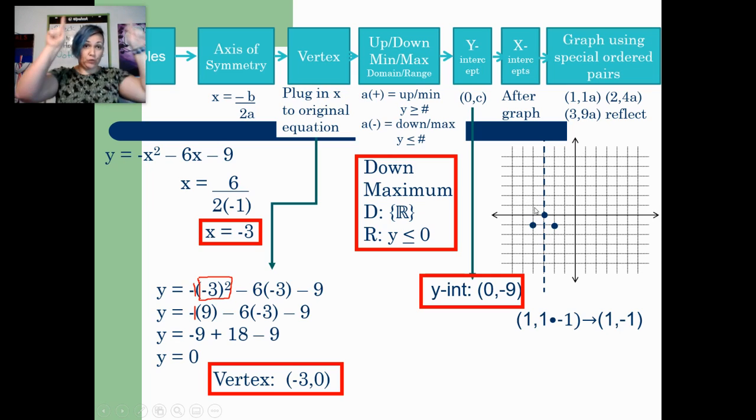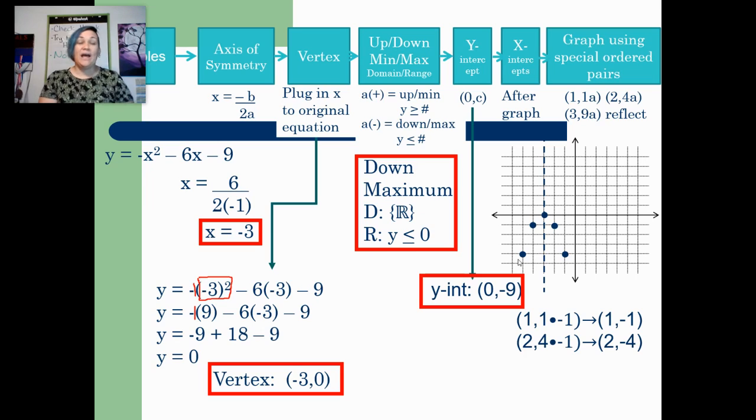Instead of going 2, 4, we'll go 2, negative 4. Okay, so over 2 and down 4. And then again, you guys can fit the next one on your graph. And this is where you're going to get your y-intercept. Okay, so from here, you're going to go over 3 and down 9. And that should get you to this negative 9 on the y-axis. Okay, and I have a nice downward facing parabola.